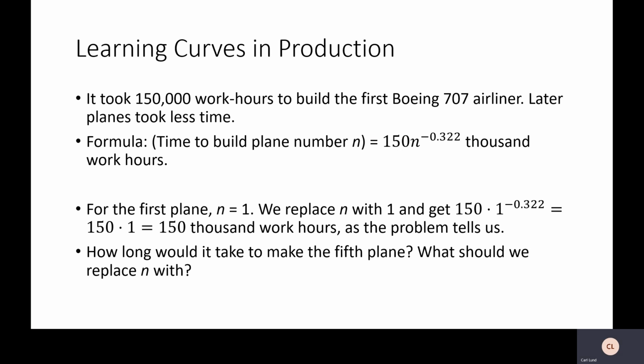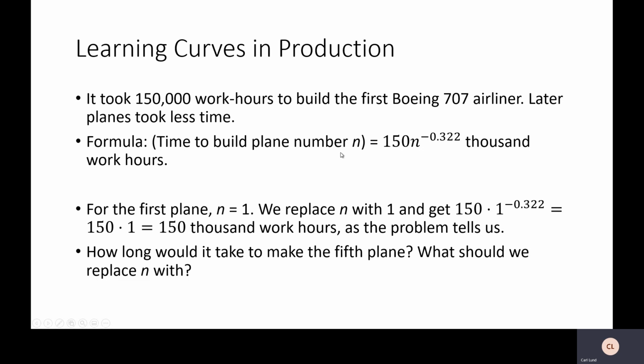So let's finally use exponents in an application problem. This comes from the textbook being used this semester. It took 150,000 work hours to build the first Boeing 707 airliner. Later planes took a lot less time to build. And this is true for lots of things. The first thing takes a long time to make, but over time, as expertise increases, as bugs in the system get worked out and other things, the time decreases.